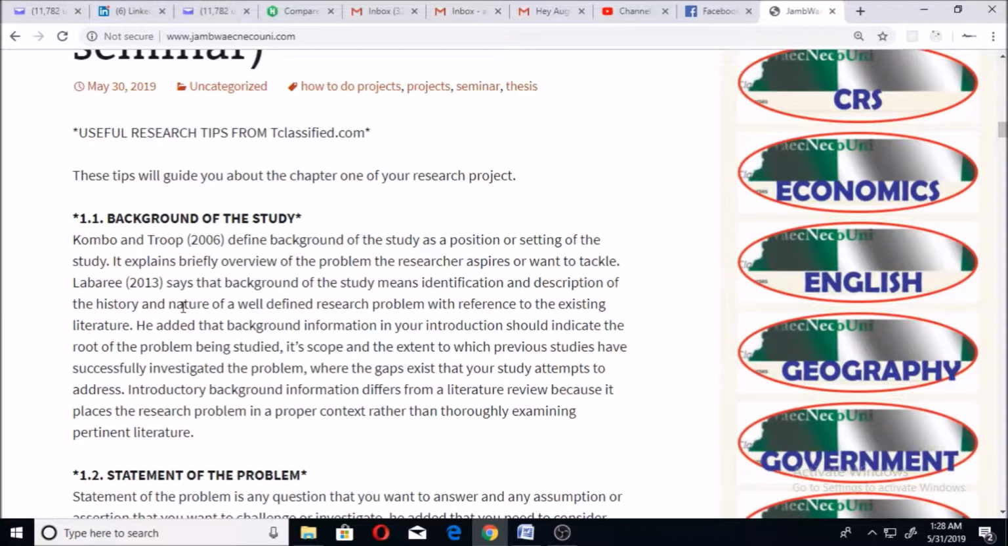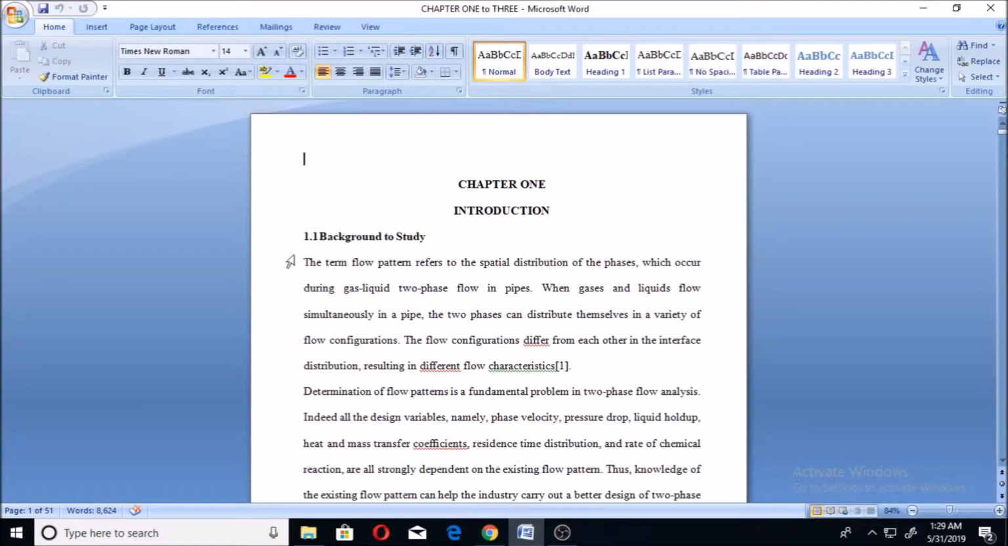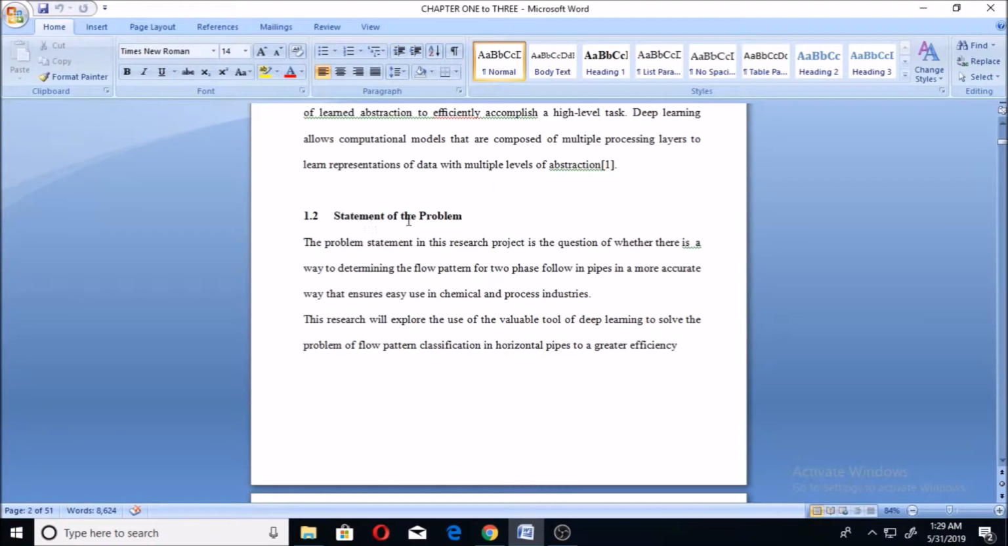So under background of study, you do an introduction of the concept that you want to work on. Unlike in literature review where you do the detailed work, you have to present all the stories. So that's basically the point. So you have to put the topic in context under background of study. And the next thing is statement of the problem. Like if you get to my project, you see that after 1.1, which is background of study, the next thing I did was statement of the problem.